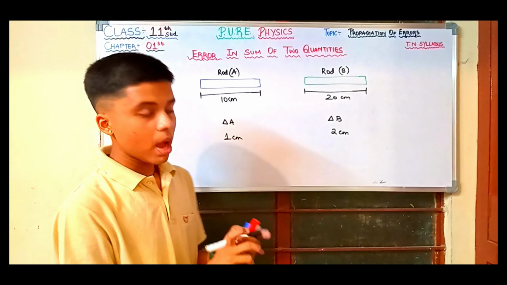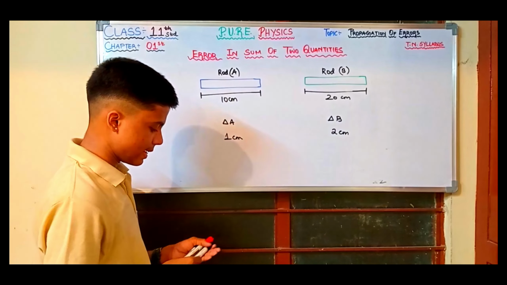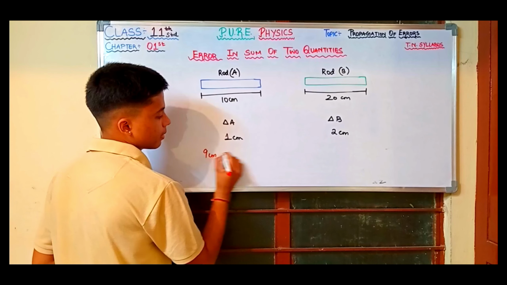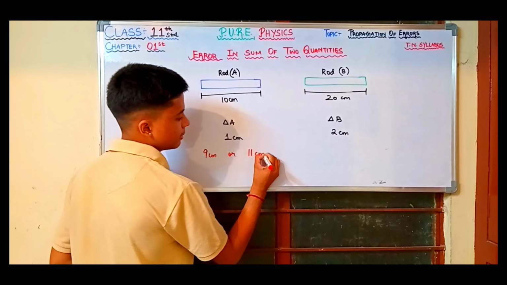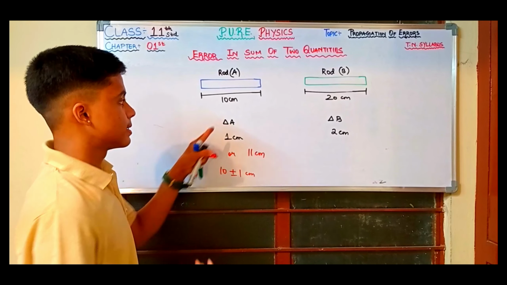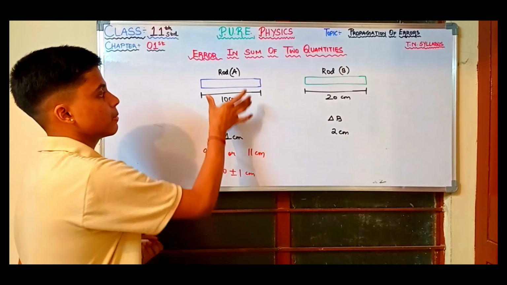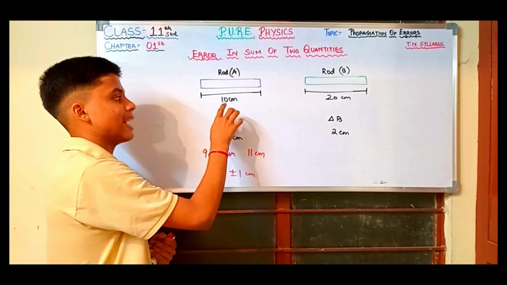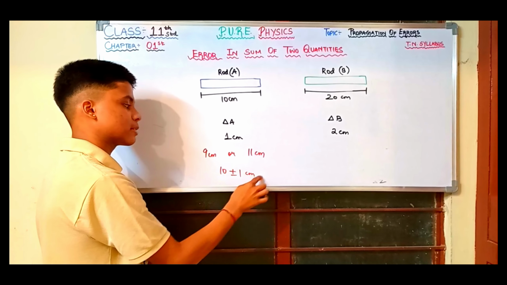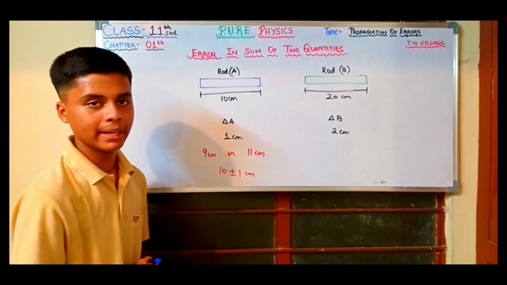So now the actual length or the correct length of rod A will be either 9 centimeter or 11 centimeter, that is 10 plus or minus 1 centimeter. Since my measured value contains an error delta A, this actual length of rod A will either be slightly greater than 10 or slightly less than 10. So the final expression that I can express this actual length is 10 plus or minus 1 centimeter.